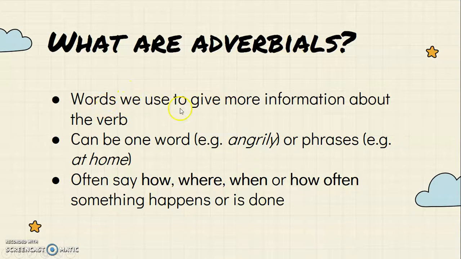So the words we use give more information about the verb. It could be one word such as "angrily." How do you speak? I speak angrily. An adverbial is actually a group of words that acts like an adverb. So it's a phrase, okay?